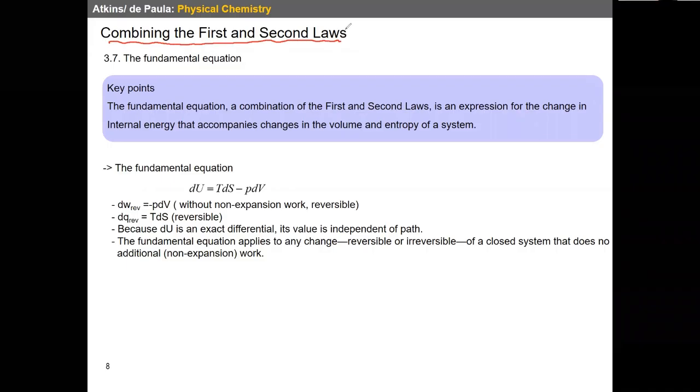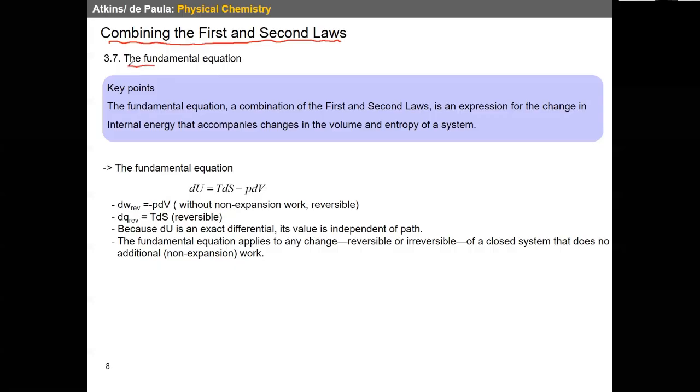This is one of the concepts related to the thermodynamic second law, but I put this chapter here because it is quite closely related to today's content. We will start from the thermodynamic first law.